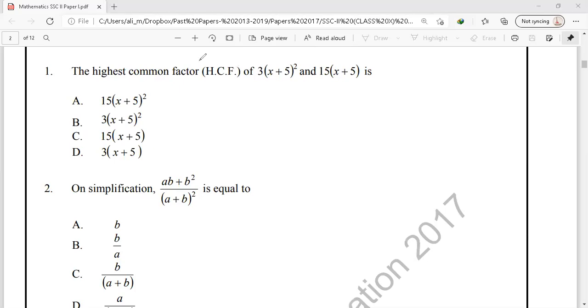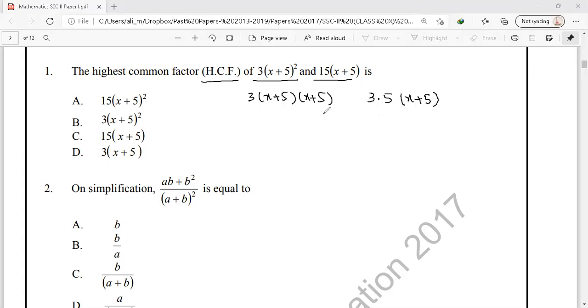So here we have question number 1, and in this question we have to find the HCF of these two expressions. So let's factorize these terms. The factor of the first term would be 3 into x plus 5 and x plus 5. The factor of the next expression would be 3 into 5 and x plus 5.